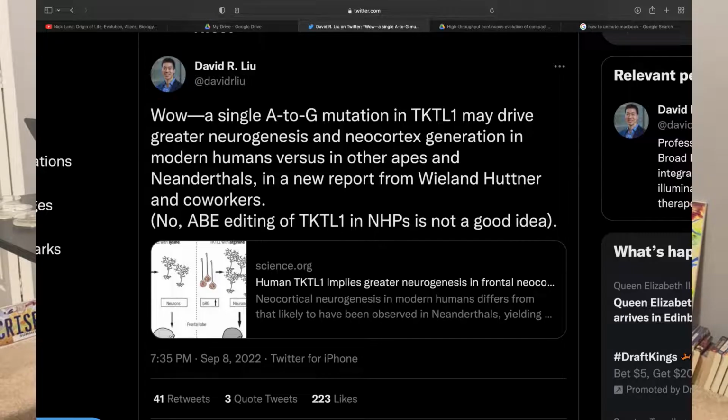That's a bullish case. Also, I want to show you guys this thing real quick that David R. Liu tweeted a couple hours ago. Human TKTL1 implies greater neurogenesis in the frontal neocortex of modern humans than Neanderthals. And that is a single A to G mutation in the gene TKTL1. So, yeah, that's pretty cool.